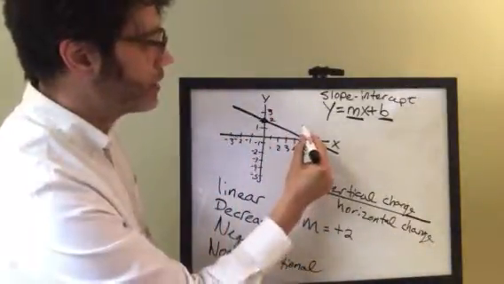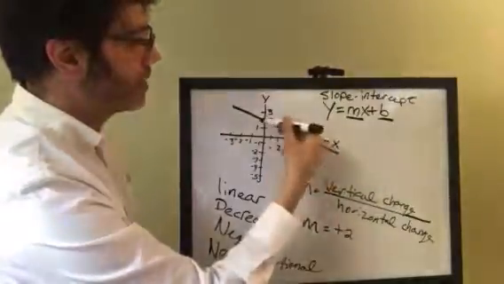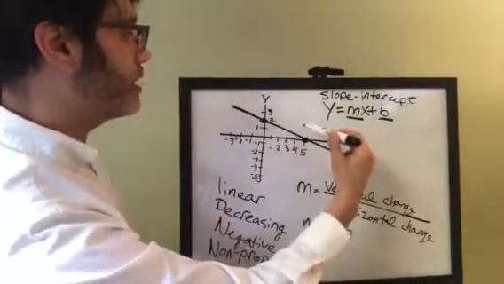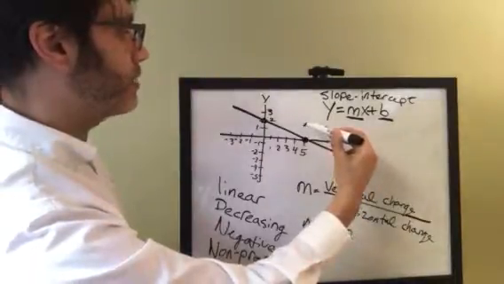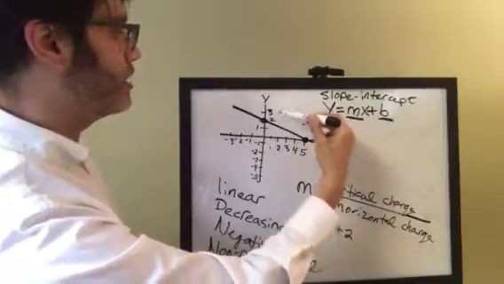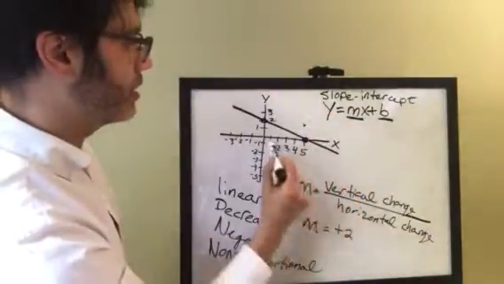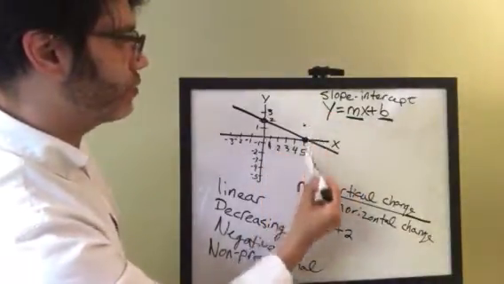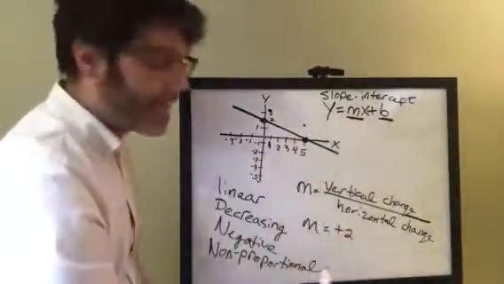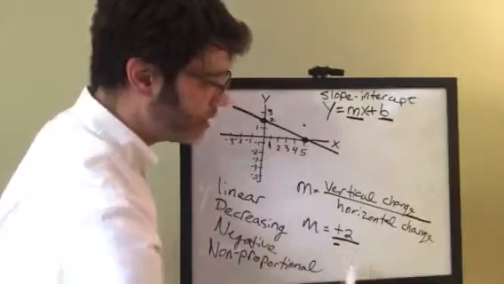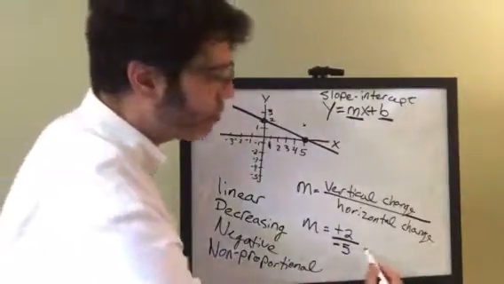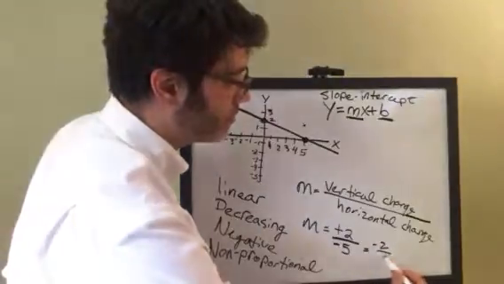Okay, now we're over here and we're trying to go back to this line, so since we've gone up 2, we need to go to the left. How many? 5. We can just count it out: 1, 2, 3, 4, 5. We were at 5 horizontally, and now we need to go this way. Since we're going to the left, it's a negative change, so it's a negative horizontal change, negative 5. So our slope is negative 2/5.